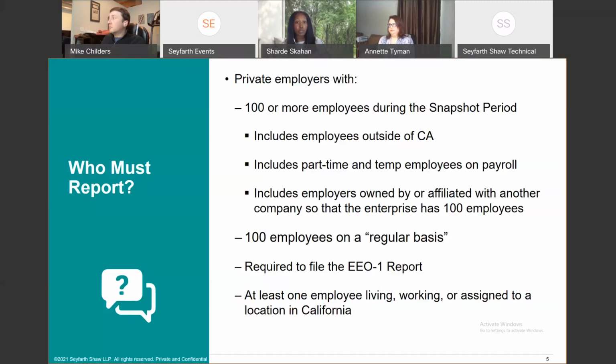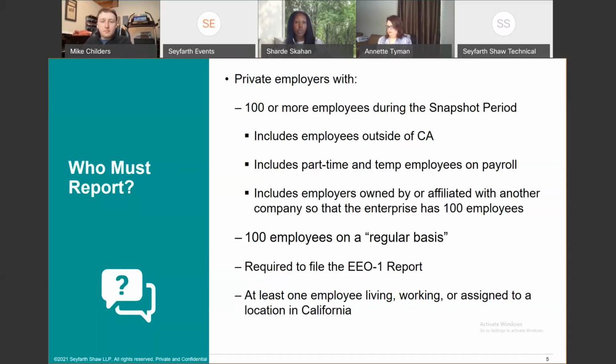So that's going to include employees who are employed outside of California. It's also going to include part-time and temporary employees if they're on the employer's payroll. And then also it's going to include employers owned or operated by, or affiliated with, another company. So really, this is super, super broad. You're counting all of your employees throughout the country instead of just your employees who are working in California.